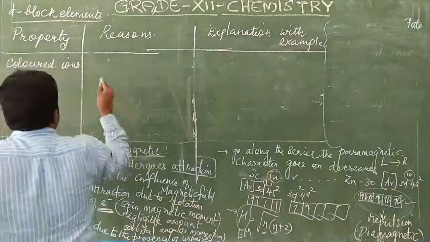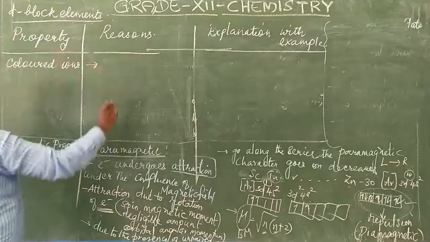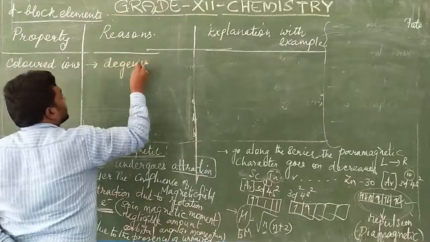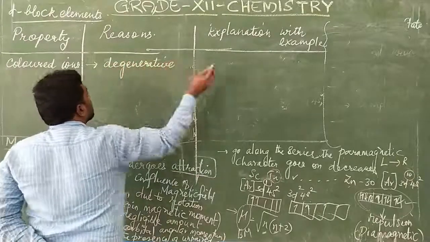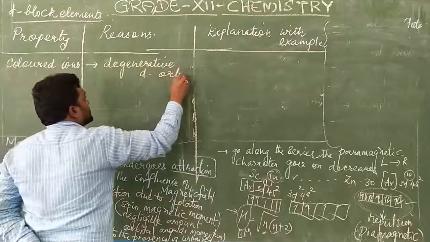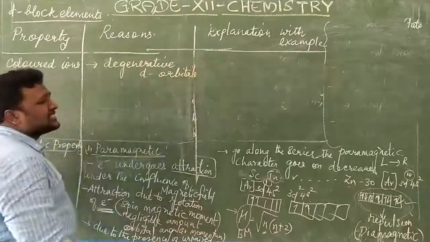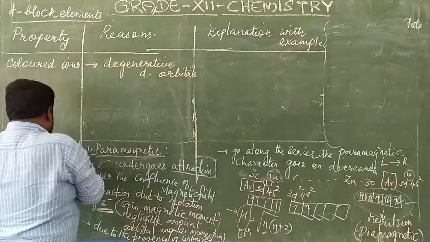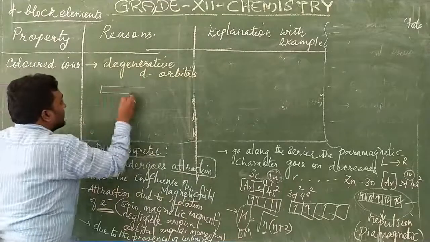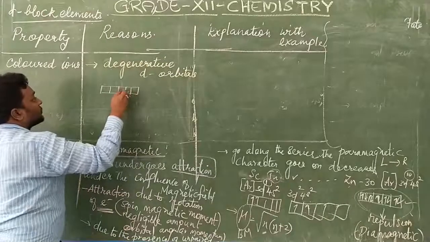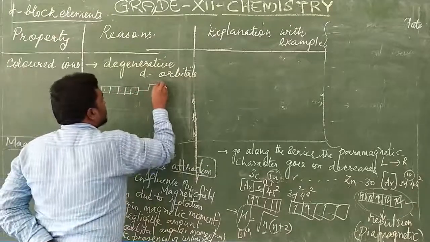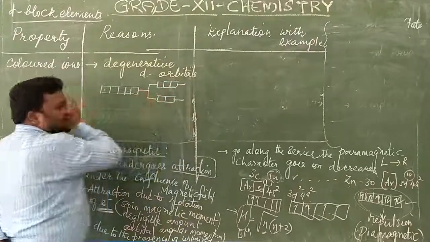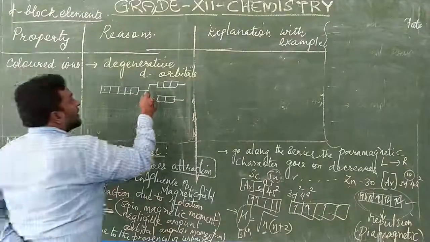We call them colored ions. The first reason is the presence of degenerate d orbitals. So d orbitals by nature undergo degeneracy. What is degeneracy? I already taught you, again I am telling you: degeneracy means 1 2 3 4 5, 1 2 3 4 5. So it splits like this, in a 2:3 ratio. It gets split in this ratio.